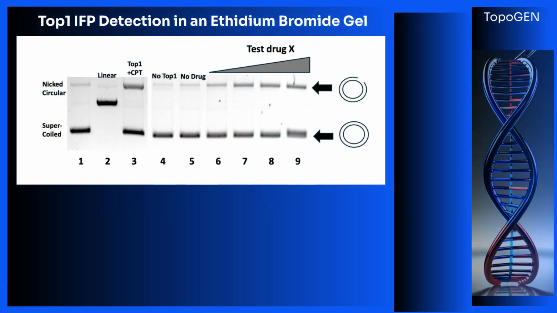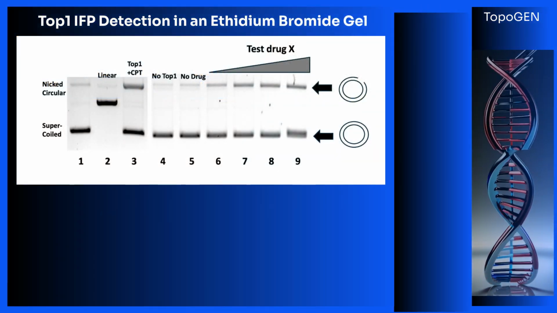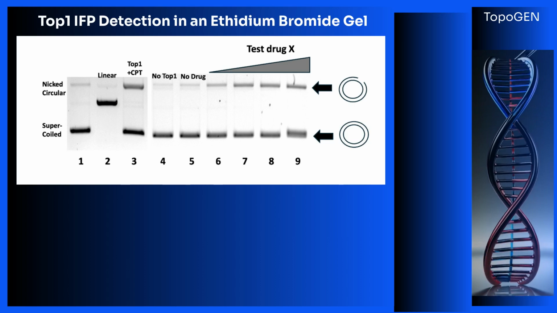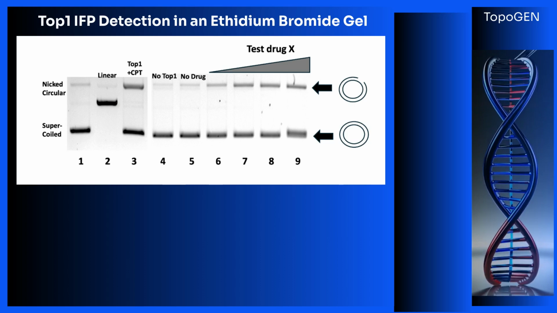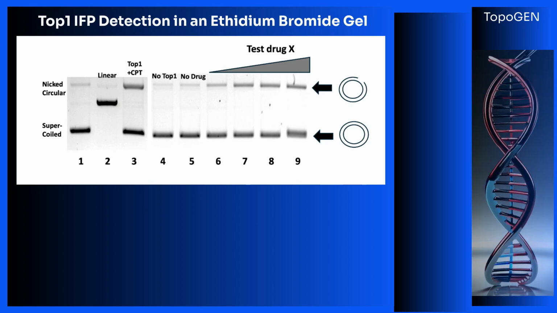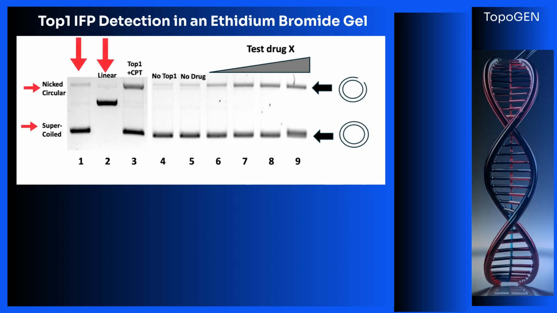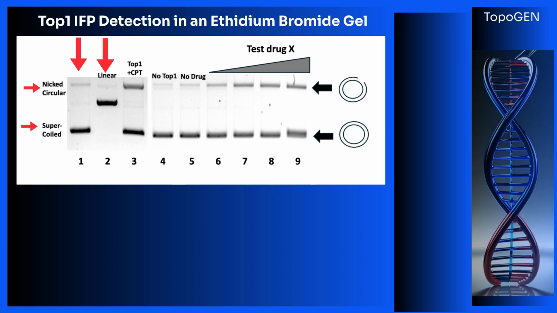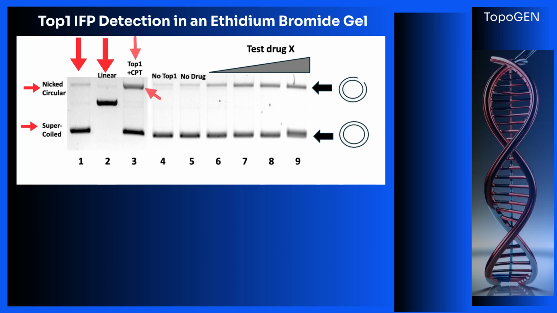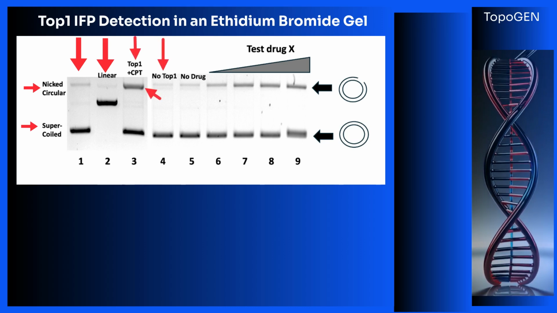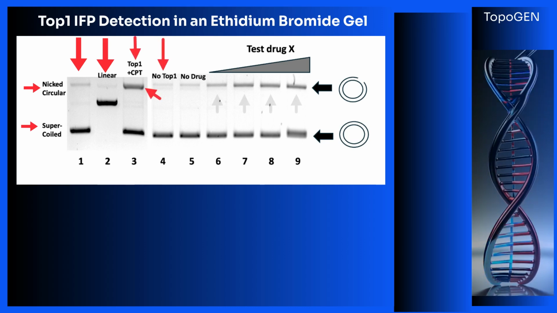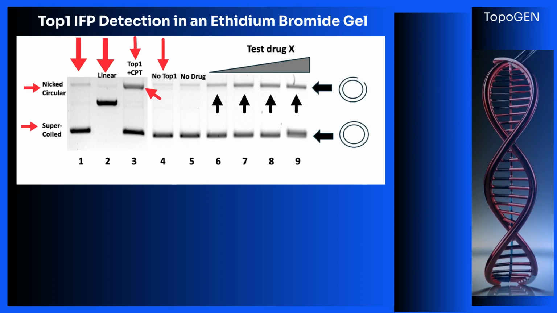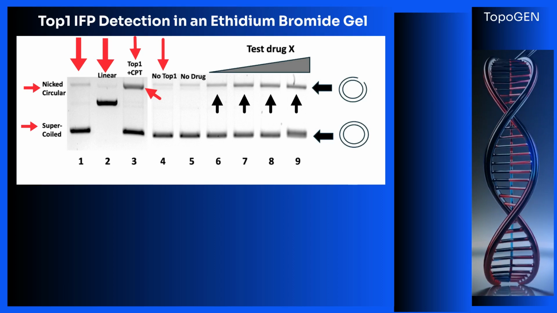In this experiment, we demonstrate how to identify a TOP1 IFP using plasmid relaxation. We use an EB-containing gel to spot the TOP1 cleavage product, which is nicked open circular DNA. We always include markers in lanes 1 and 2 as they are crucial for data interpretation. Lane 3 serves as an IFP control with CPT, showing the formation of nicked DNA. Lane 5 is a negative control without the test drug. Lanes 5 to 9 contain increasing amounts of drug X, highlighting the accumulation of the nicked DNA. This indicates that the test drug is a potent IFP agent.